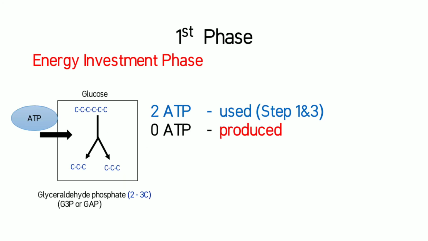glycolysis. Okay, so the first 5 steps comprise the first phase of glycolysis, also known as the energy investment phase, wherein 2 ATP are used, especially in steps 1 and 3, and 0 ATP is produced. And lastly, at this point of the glycolytic pathway, we have two 3-carbon molecules.